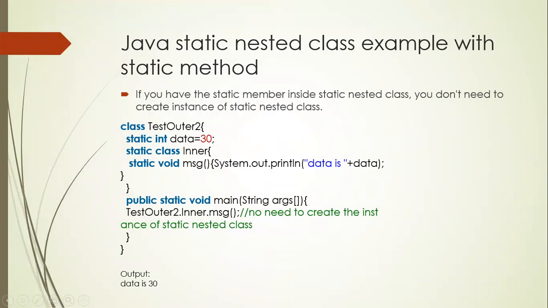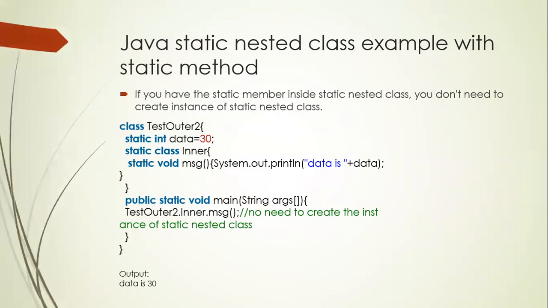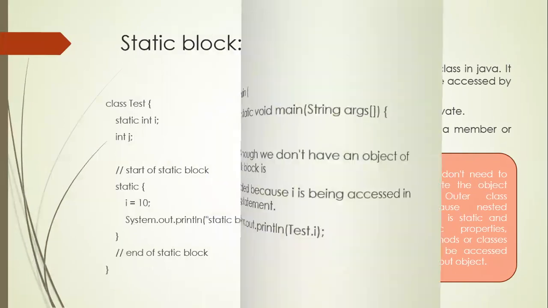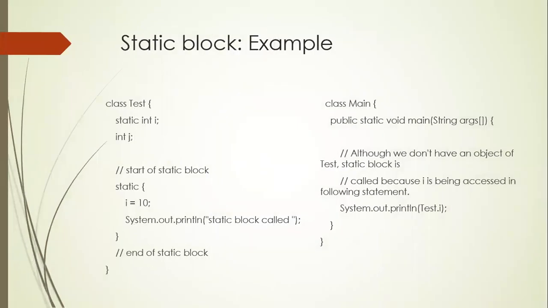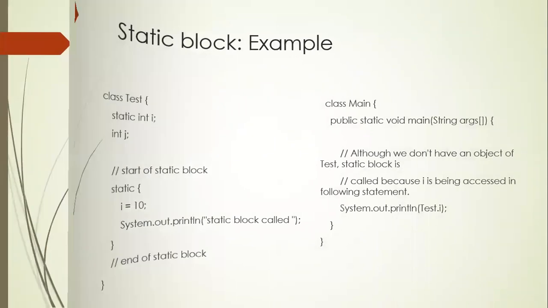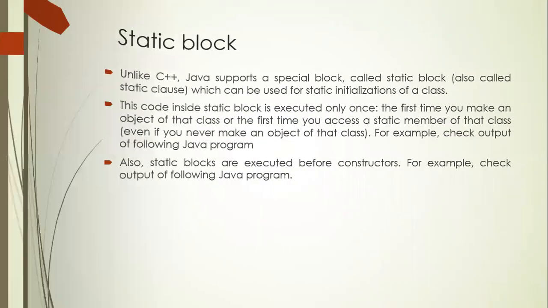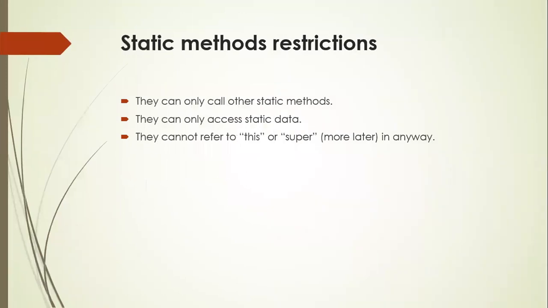So the conclusion for today's class is, first, the static keyword in Java is used for memory management. Whatever members are static, you can access in the static methods. The static keyword will be applicable for data variables, methods, blocks, and nested classes.